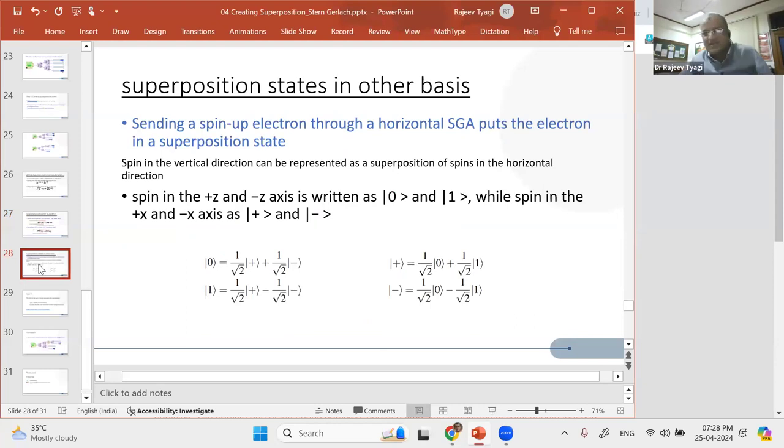Okay, so the summary. Sending a spin-up electron through a horizontal SGA puts the electron in a superposition state. Spin in the vertical direction can be represented as a superposition of spins in the horizontal direction and vice versa. These are the ways you write it down. Some of it might appear a little odd to some people, but if you write it once or twice, you get a hang of it. But then I showed you number-wise that something which was pure spin-up has been broken into spin up and spin down. It has become a combination.